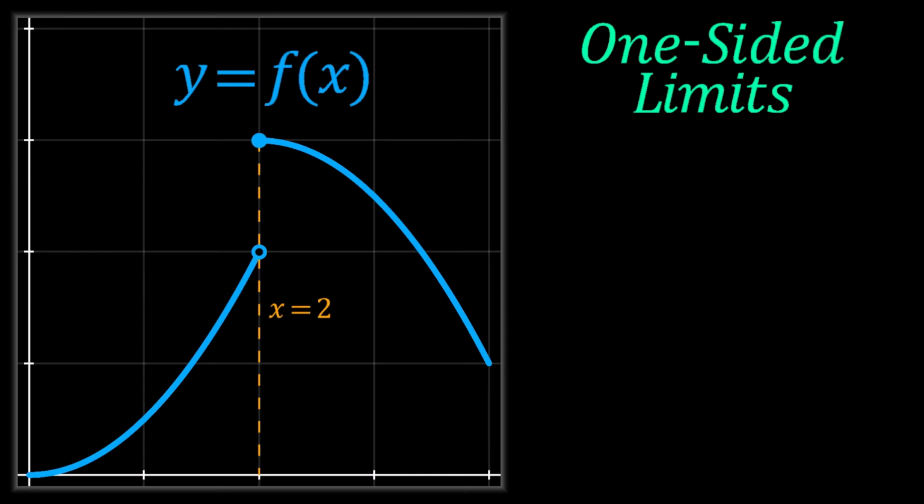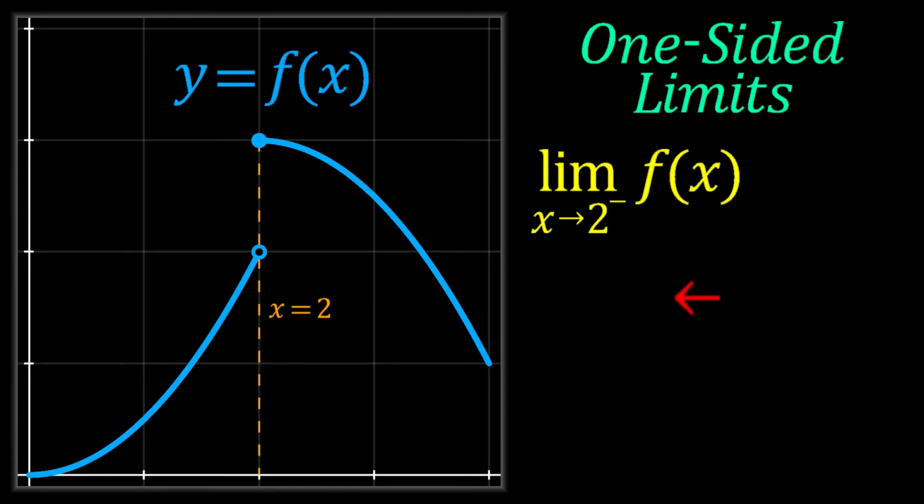With that, we take the limit from either the left or the right side. Let's say we took the limit of f of x as x approaches 2 from the left. We use the usual limit notation, but with a little minus sign as a superscript. Why a minus sign? Think about what left means on a number line. The more to the left a number is, the more negative it becomes. Since left and negative have that association, we use that notation.